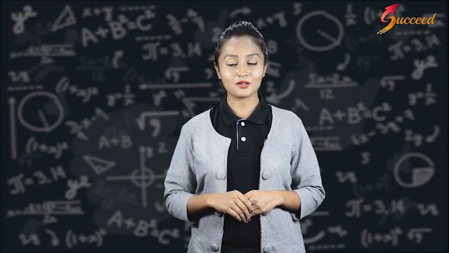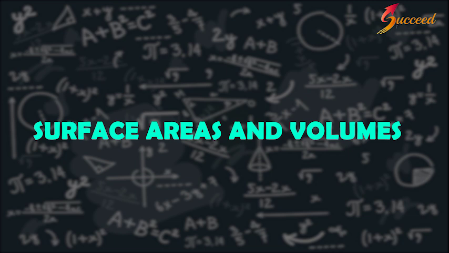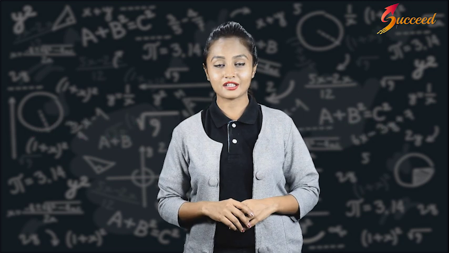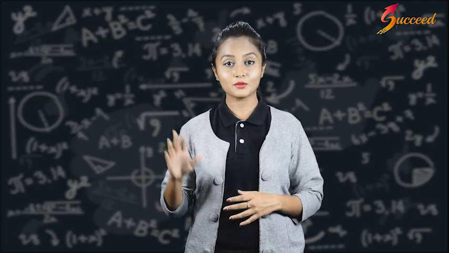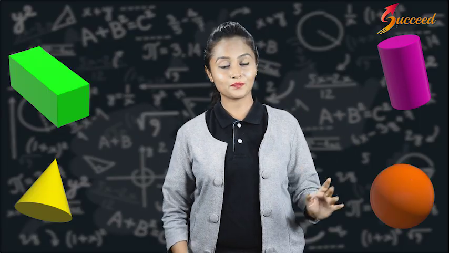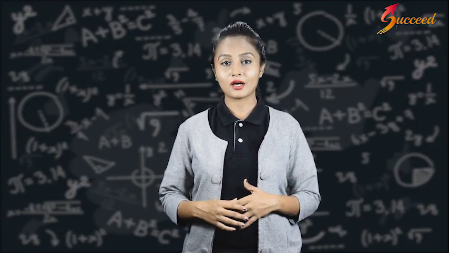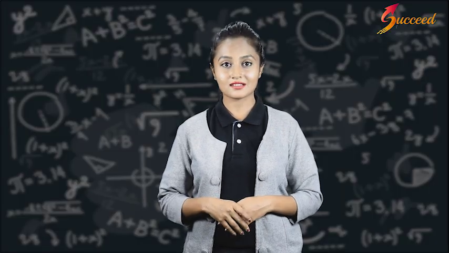Today we are going to learn about surface area and volumes. In your class 9, you're familiar with a lot of basic solid structures, for example, cuboid, cone, cylinder and sphere. We have also learnt about finding the surface areas and volume for these solids.